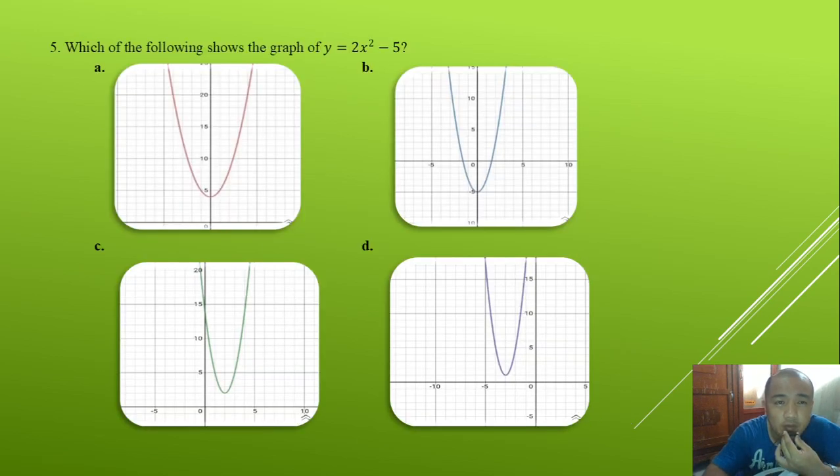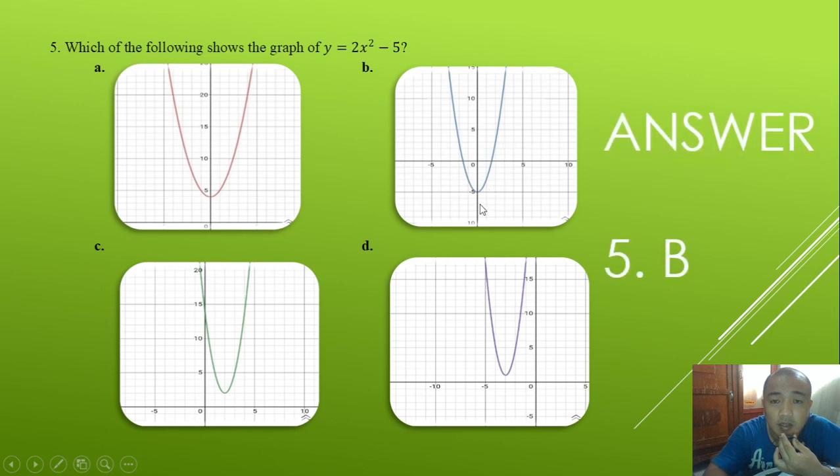Next, number 5. Which of the following shows the graph of y equals 2x squared minus 5? Okay. So that means the vertex is 0, negative 5. 0, negative 5. So what's the answer? B. Correct. 0, negative 5 is the vertex. You can see that in the equation.